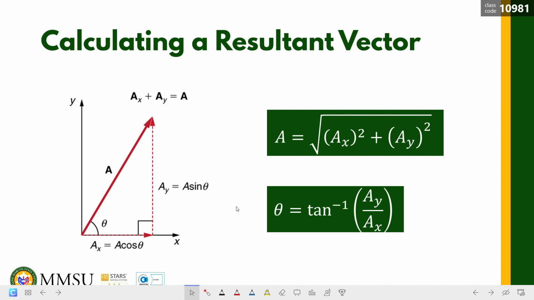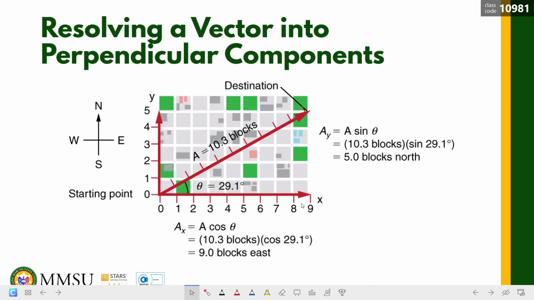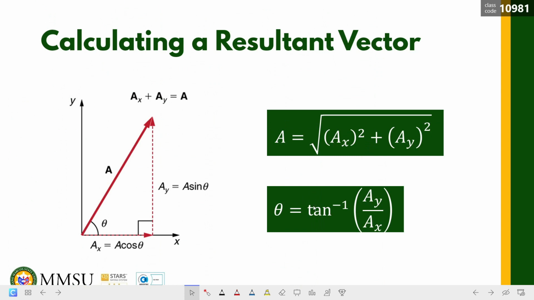Okay, remember, itong mga formulas na ito, tsaka this one, A sub x, A sub y, tsaka itong dalawang ito, they are only applicable kapag yung mga components natin ay perpendicular to each other. Okay, dapat perpendicular yung mga components natin.